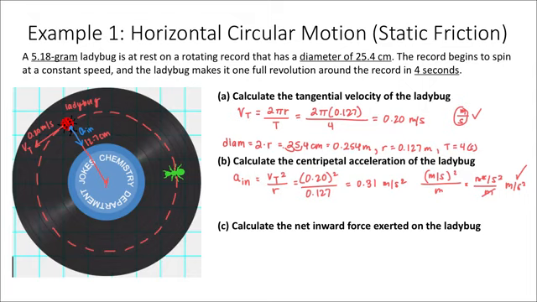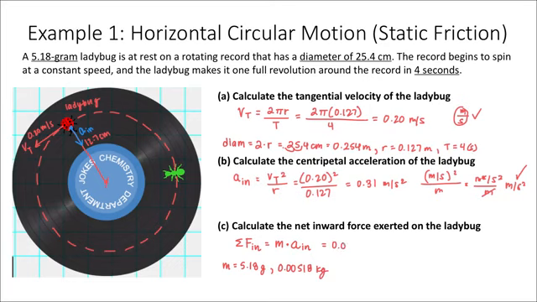If I wanted to then finally calculate the net inward force exerted on the ladybug, that would be, in other words, the sum of forces pointing in the direction of the circle, or the net inward force. That would be equal to the mass of the ladybug multiplied by the acceleration of the ladybug pointing into the circle. I was given that the mass of the ladybug was 5.18 grams, which I will write not as grams, but we want to divide by 1,000 to get to kilograms. So that would be 0.00518 kilograms.